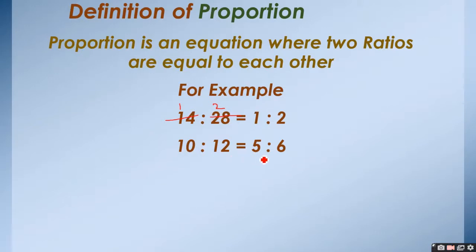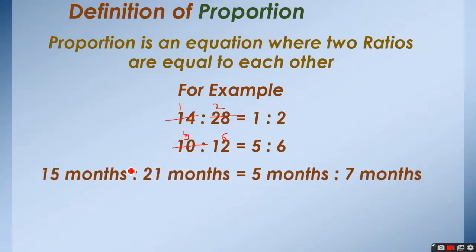10 ratio 12 is equal to 5 ratio 6. 10 and 12 are divisible by 2. So 2 fives are 10 and 2 sixes are 12. Again, 5 ratio 6 is the lowest term of 10 ratio 12.